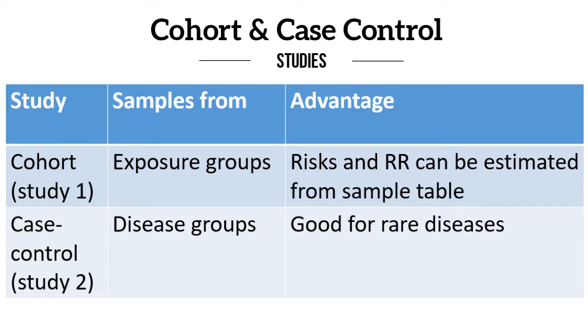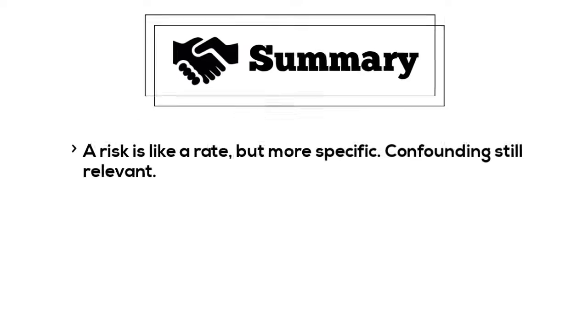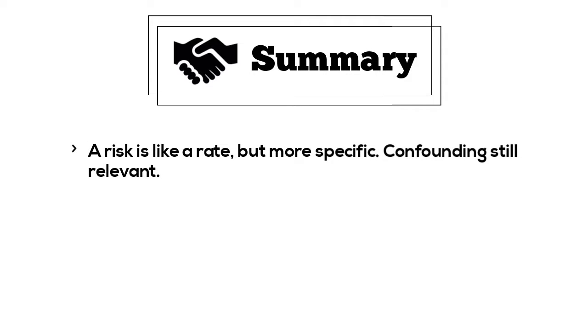Study 1 is an example of a cohort study. A cohort study typically enrolls subjects from different exposure groups who are then monitored for a period of time. Study 2 is an example of a case control study. A case control study enrolls subjects from different disease groups, so it is always conducted at the end of a time period. A risk is a rate, but more specific.